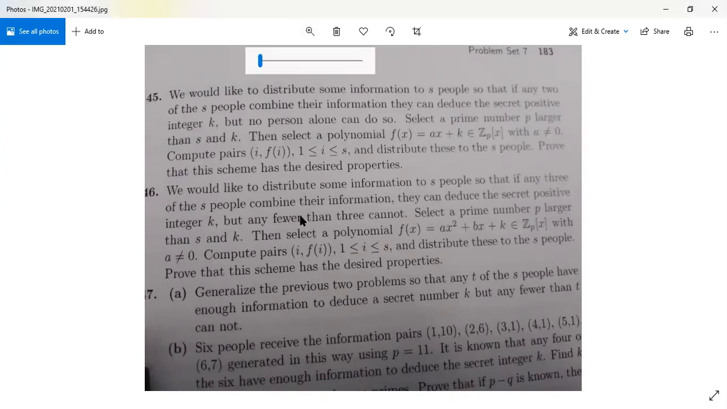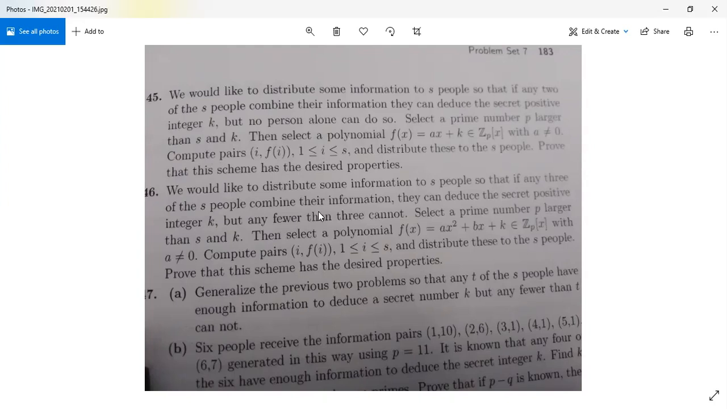As we can see, we want n people to have the secret, but if any 3 of them are available, we should be able to reconstruct the secret. Fewer than 3 should not be able to reconstruct. So here is the polynomial they gave us, ax square plus bx plus k. K is the secret that you would like to distribute. Of course, a cannot be 0. And we want the pairs i comma f of i to be computed for n people, because we would like to distribute to n people. The goal is to prove that this scheme has the desired properties.